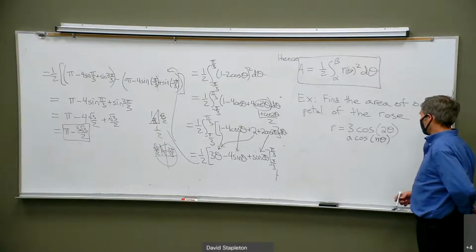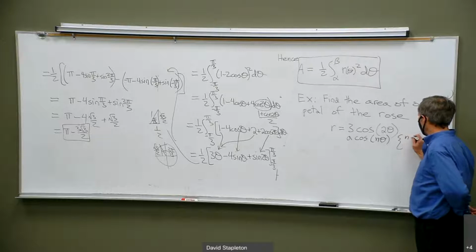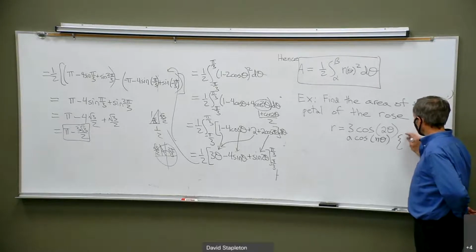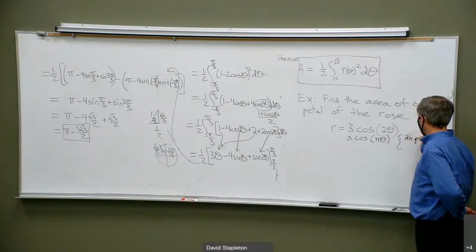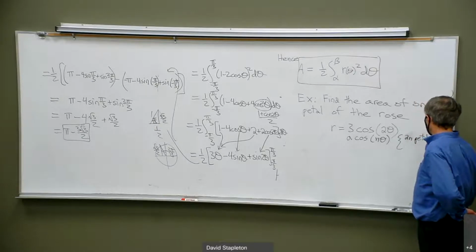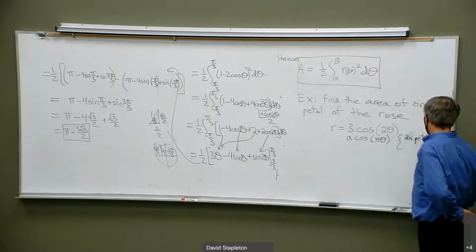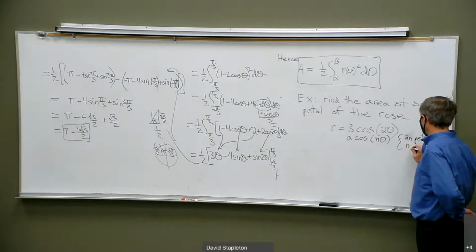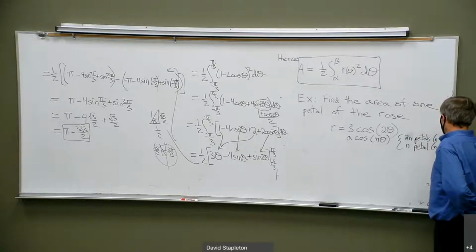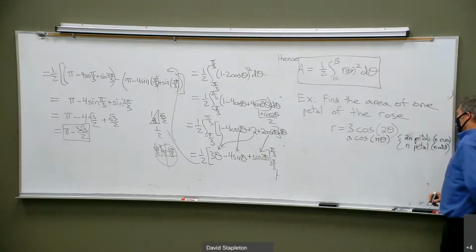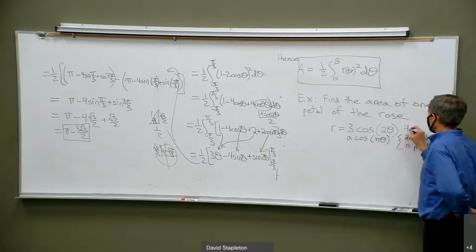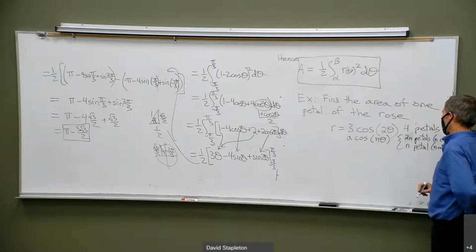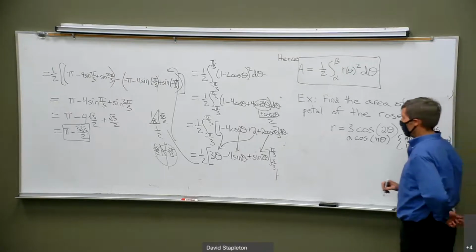So with n even, you got a 2n petal rose, and with n odd, you got an n petal rose. So evidently this has 4 petals, each of petal length 3. That gives me a hint at sketching it.